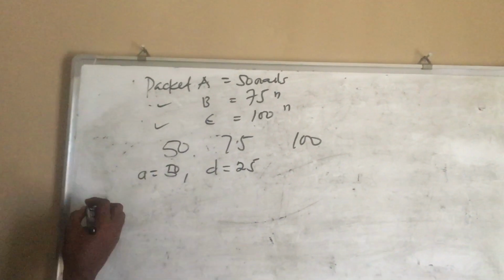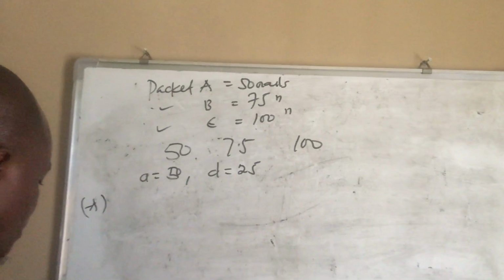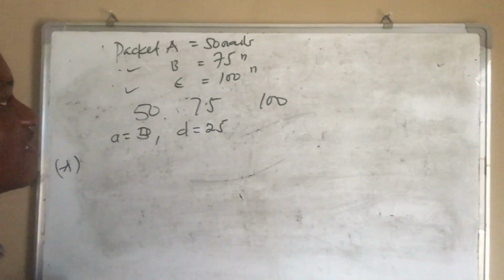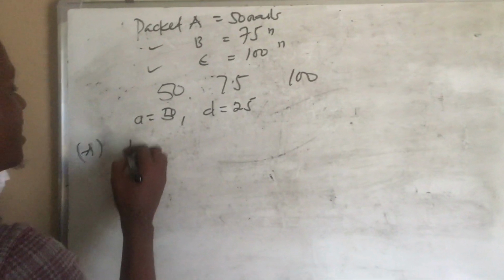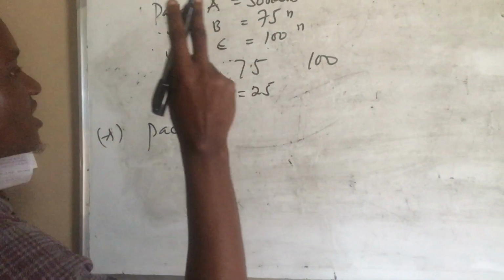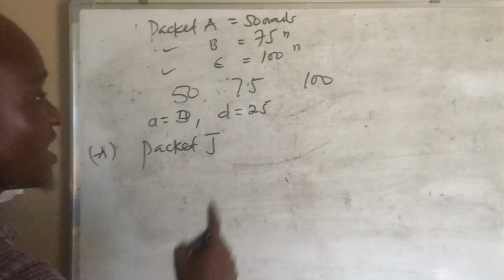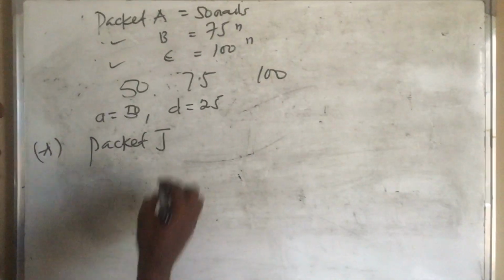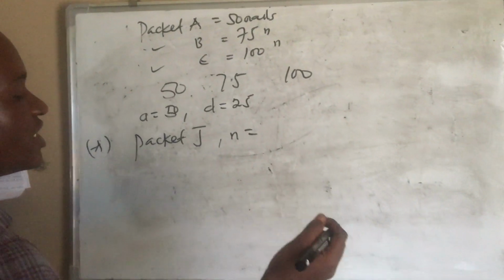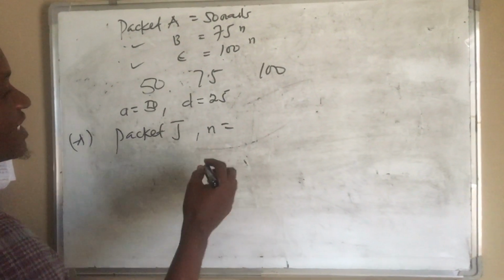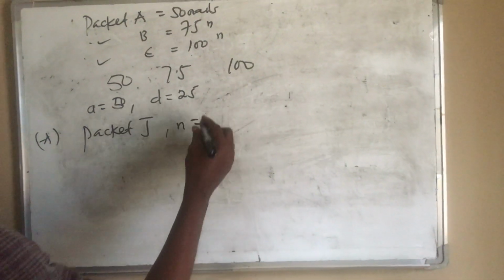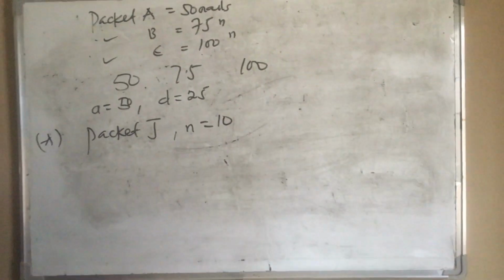Part A of the question says find the number of names in packet J. What is the number of terms for packet J? Packet A is 1, packet B is 2, so n is 2 there. For packet J, if you count A, B, C, D, E, F, G, H, I, J, that would be 10. So my number of terms there is 10.